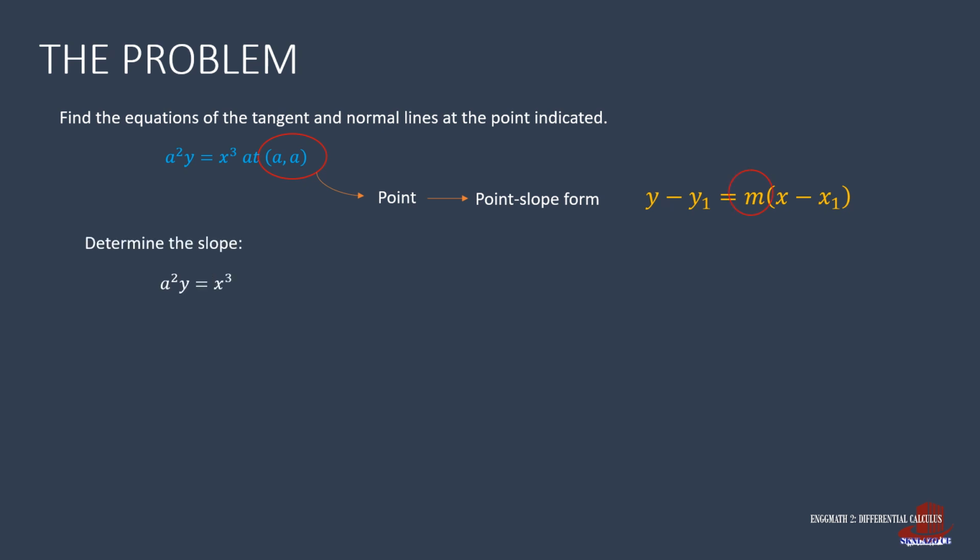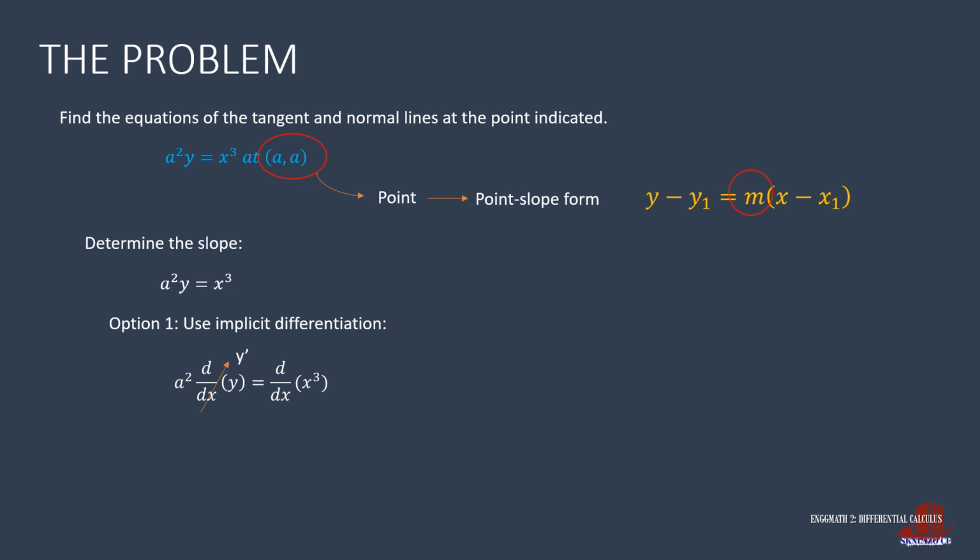With the function a squared y equals x cubed, the configuration shows two ways to get y prime. The first is to use implicit differentiation. Having a as a constant, the left side is differentiated as a squared with the derivative of y with respect to x. This is equal to the derivative of x cubed.